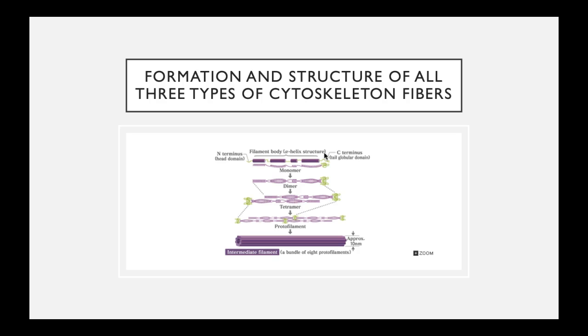So, there are 4 types of IFs: keratin, vimentin, neurofilaments, and nuclear lamins. Now, all of the first 3, keratin, vimentin, and neurofilaments, are formed just like the rope. But the nuclear lamin is a little different. It forms a 2-dimensional mesh.